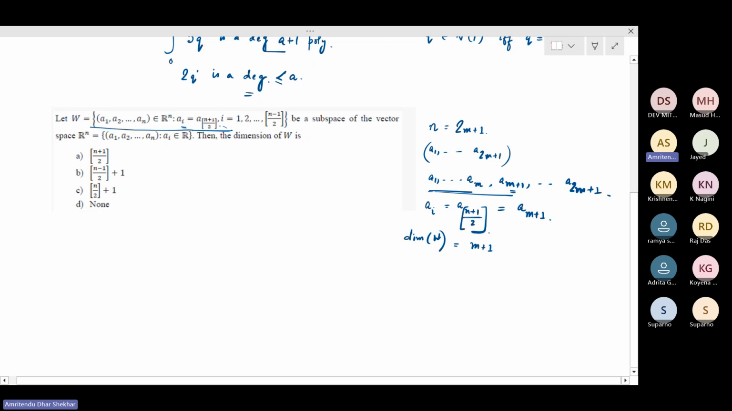Okay. This m plus 1 is actually equal to n by 2 plus 1. And now we have done this for the odd case. For the even case where n is equal to 2m, I leave it to you to figure it out. It will also come out to be equal to the floor of n by 2 plus 1. So this is the correct answer. Okay. So I hope this was clear. Let's move on.